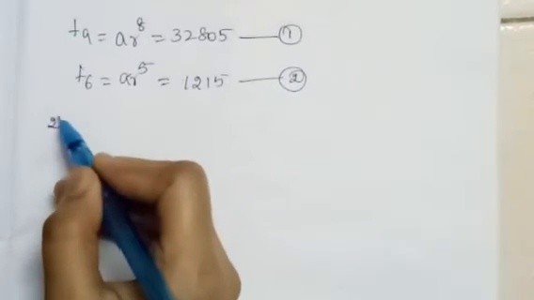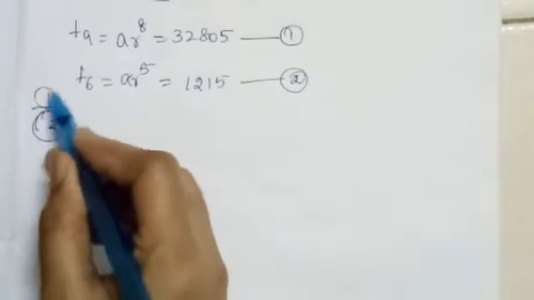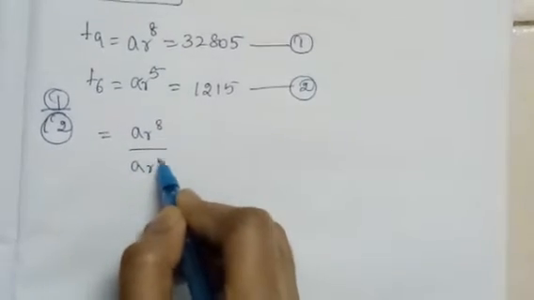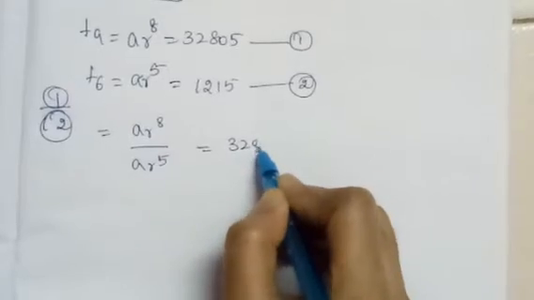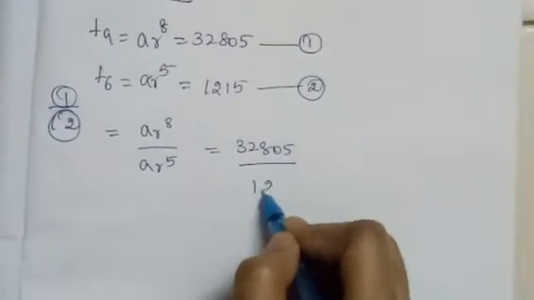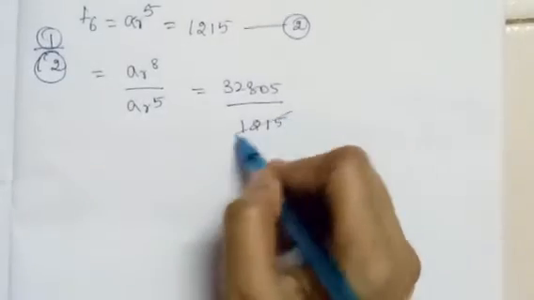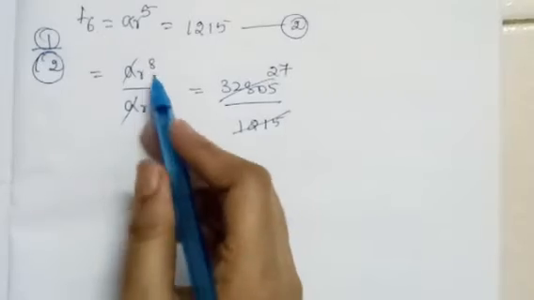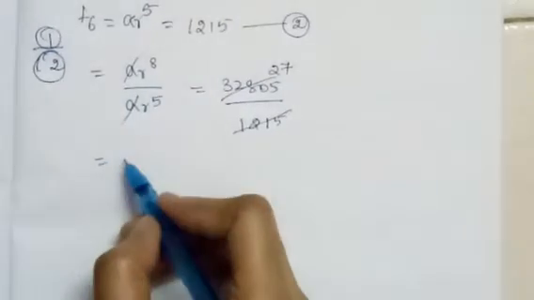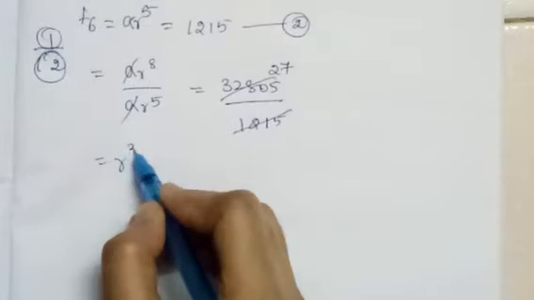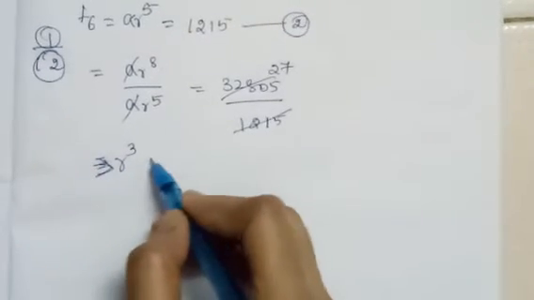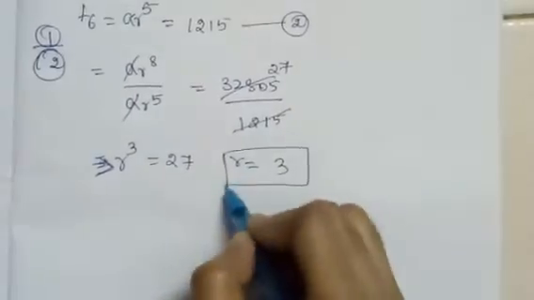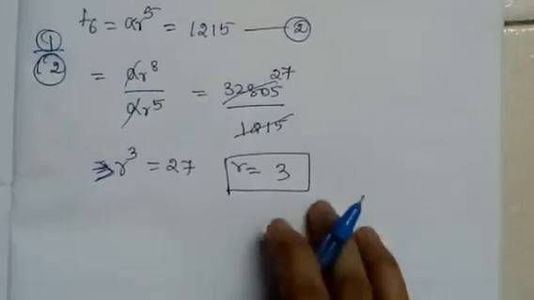Now divide equation 1 by 2. AR power 8 by AR power 5 is equal to 32,805 divided by 1215. When we cancel this, we will get 27. Here A and A get cancelled. While dividing terms, the powers should be subtracted. So 8 minus 5 is 3. So R power 3 is equal to 27. Then R is equal to 3. So here we found the value of R, which is 3.